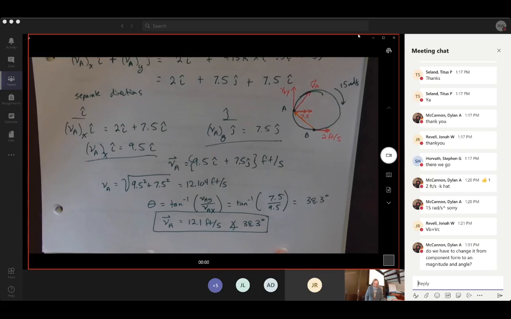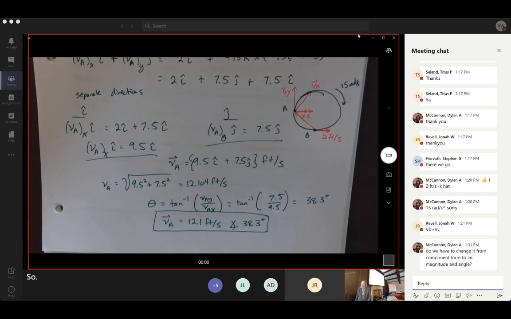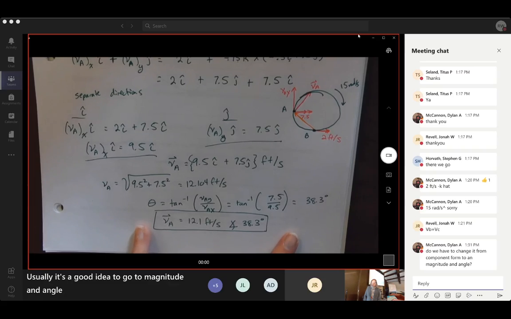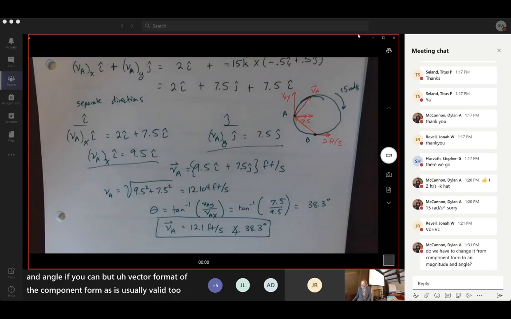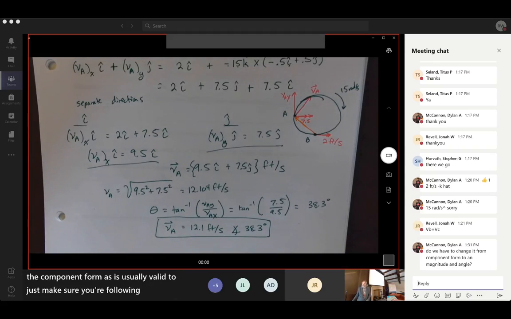Let's see. So whether or not we change it from components to magnitude and angle is going to depend on what you're asked for. Usually it's a good idea to go to magnitude and angle if you can, but vector format or the component form is usually valid too. Just make sure you're following what is actually asked for. Okay.